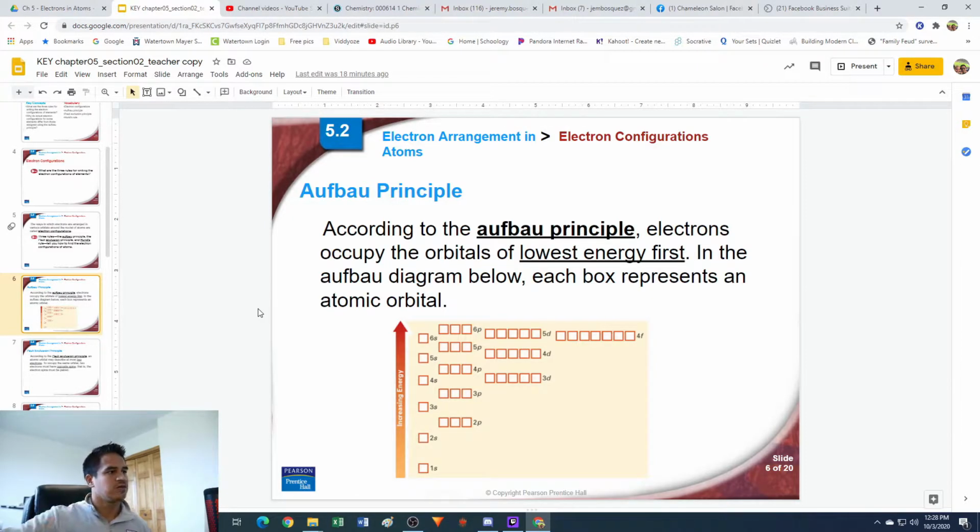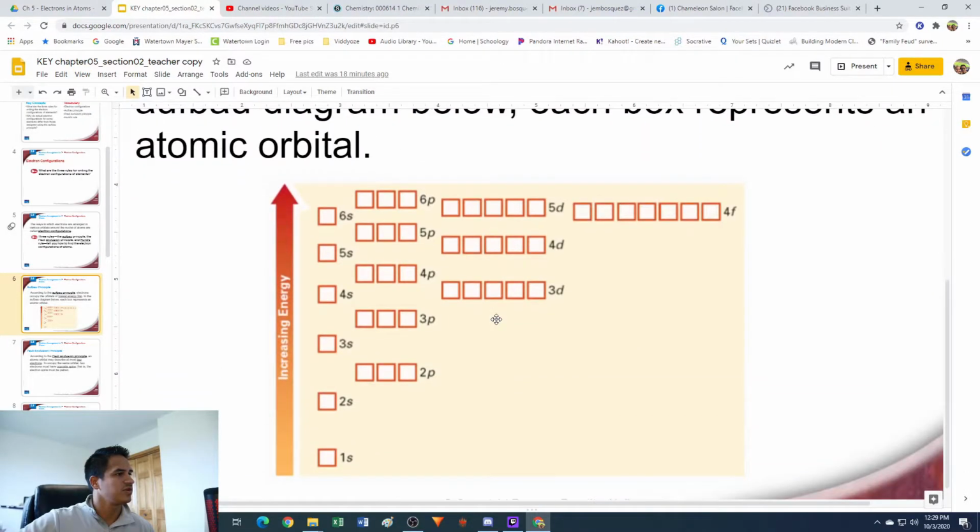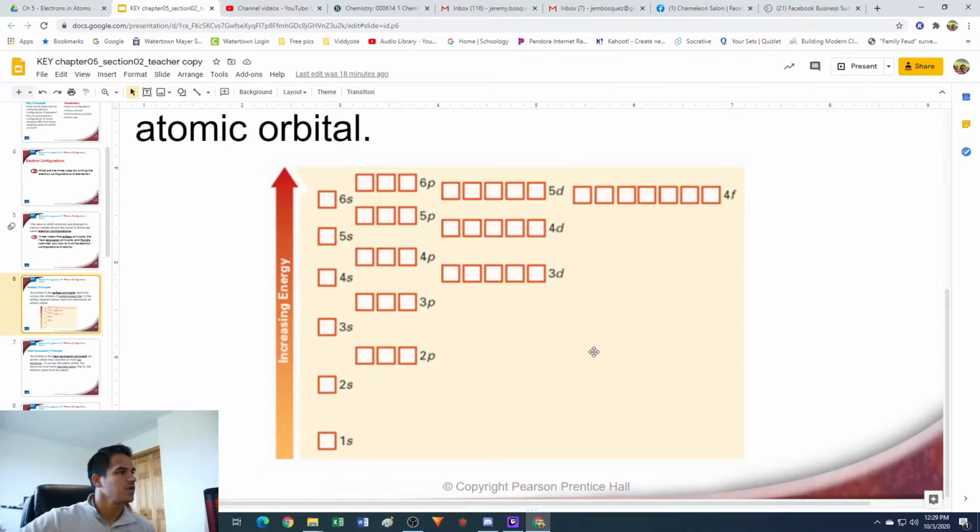This little picture is a diagram that represents all the different orbitals that exist from lowest energy to highest energy. Down at the very bottom, we see 1s. Let me zoom in here so that we can see this a bit better. Perfect. There we go. So we have 1s, where the 1 means the first energy level.